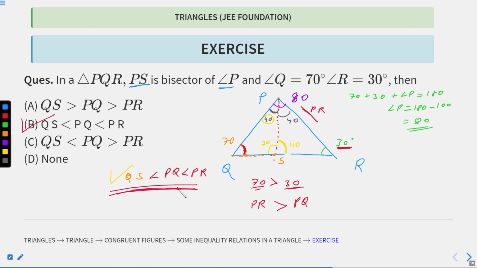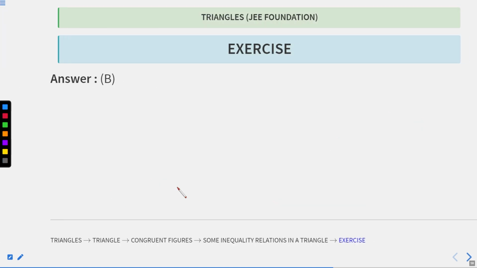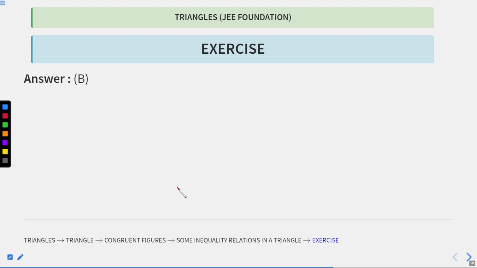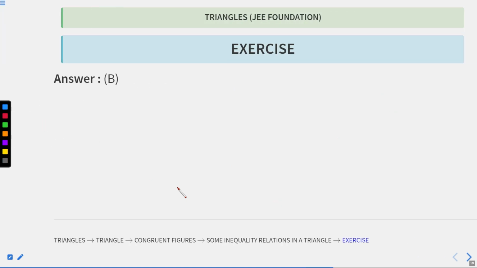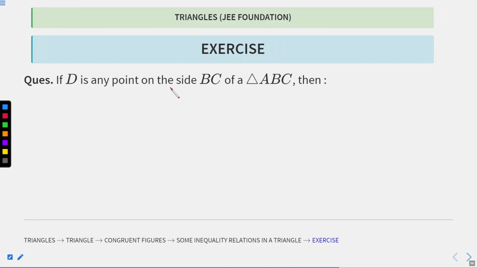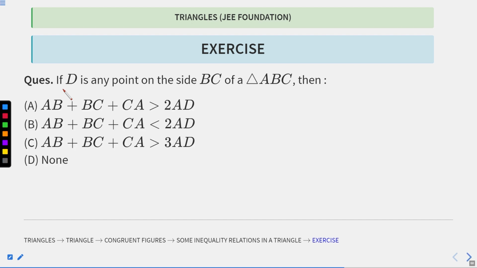Let's move to the next. The correct option was B, so indeed our answer was correct. Now, if D is any point on the side BC of a triangle ABC, so ABC, D is any point on the side BC.